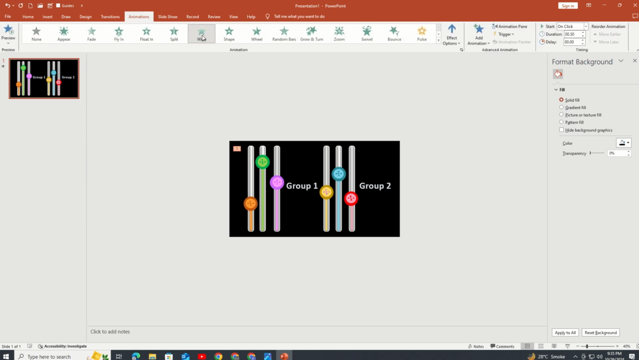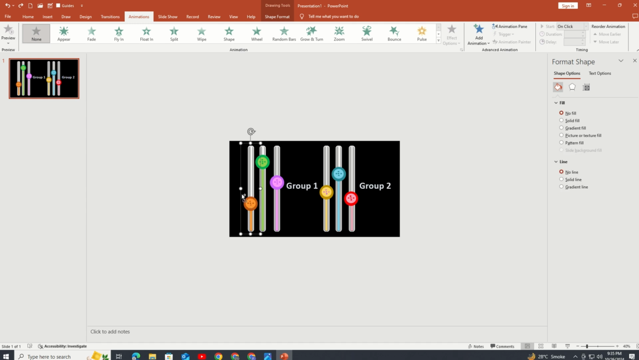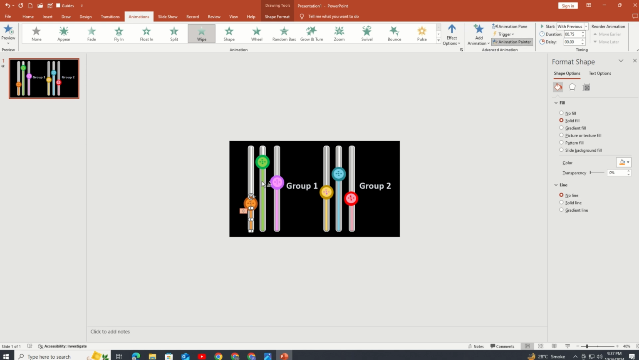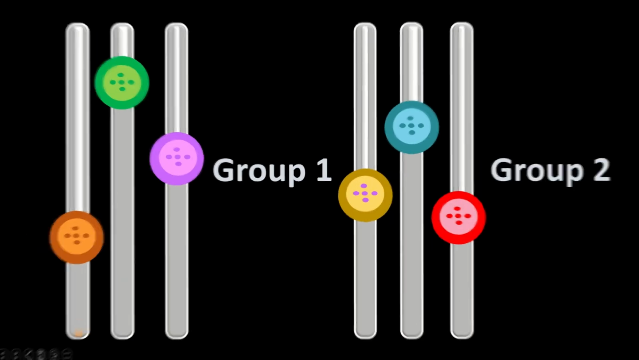And for all of these shapes, we're gonna give them wipe animation. So we're gonna use animation painter to do this task to give all of them the same animation. So first of all, you're gonna select the shape of which animation you want to apply to other shapes, and then we're gonna press animation painter, and then we're gonna click on that shape on which we want to give the same animation. So I have given all the animations, and this is the final result.